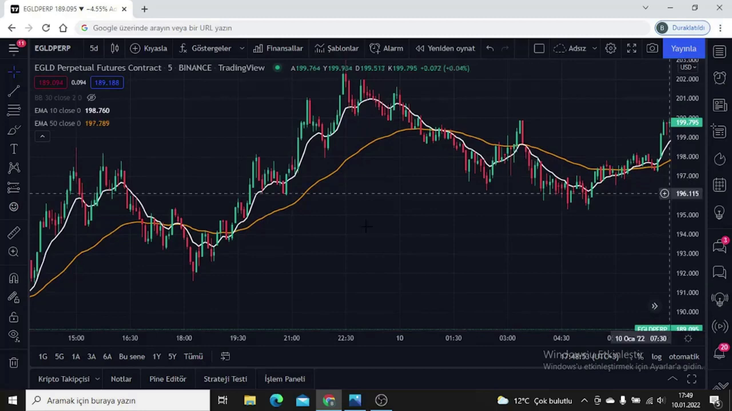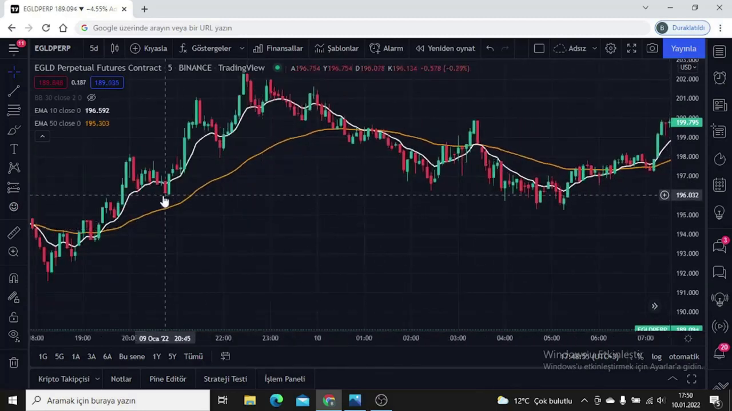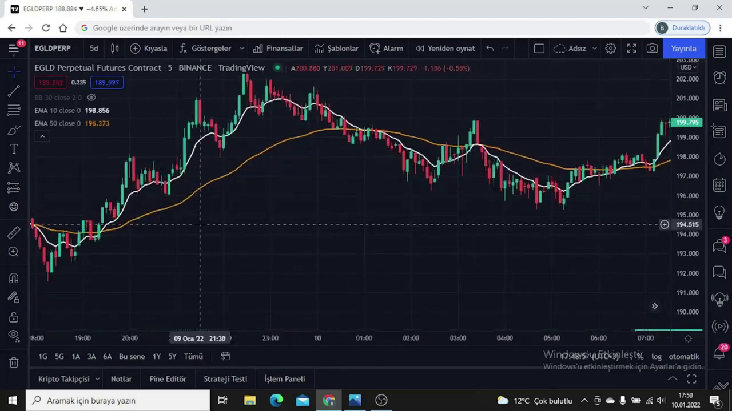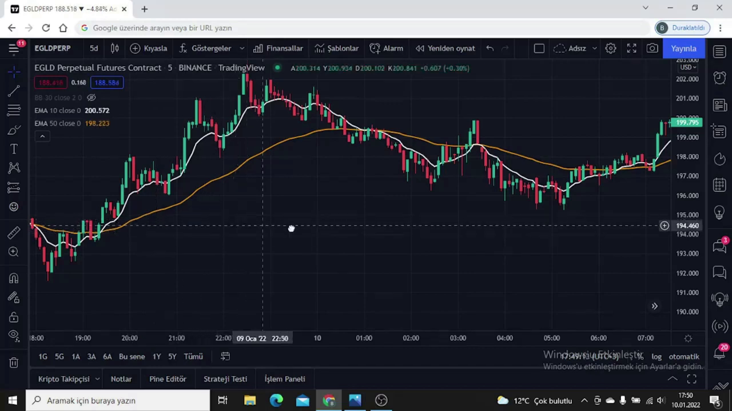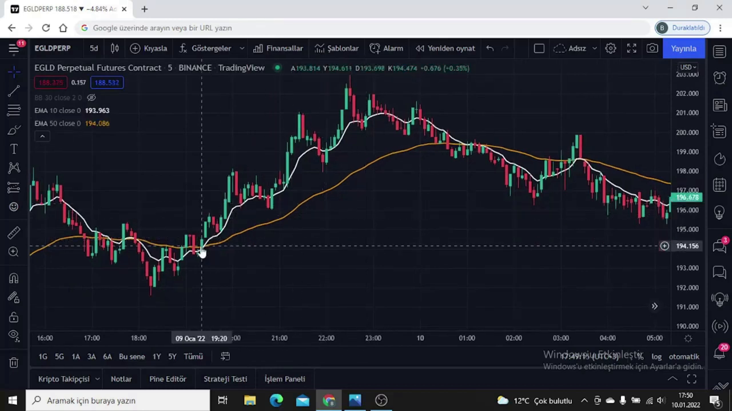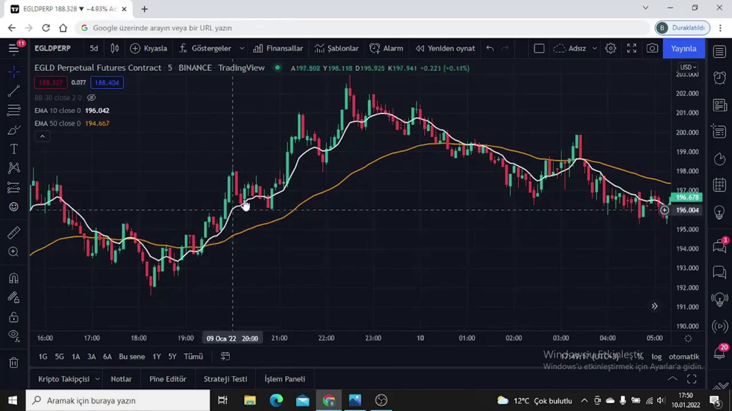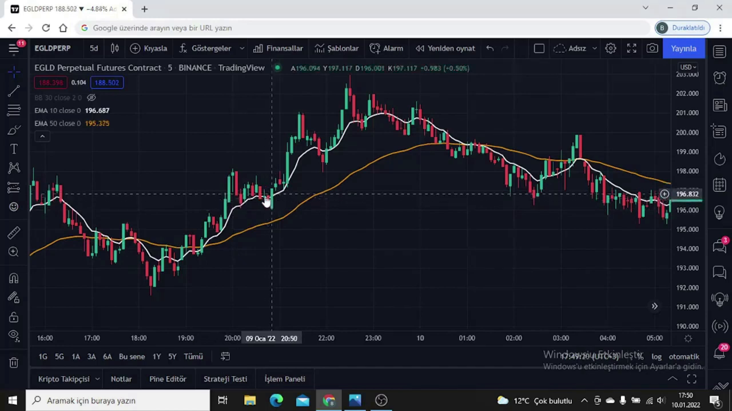We have nothing to do with the 50 moving average here. I must tell this: we are just waiting for their intersection. Our main attention here is the 10 moving average. We expect the 10 moving average to make an upward intersection with the 50 moving average. And as you can see, it intersects here. And it goes. It makes us stop here. It rises again and continues again. It rises again and continues.